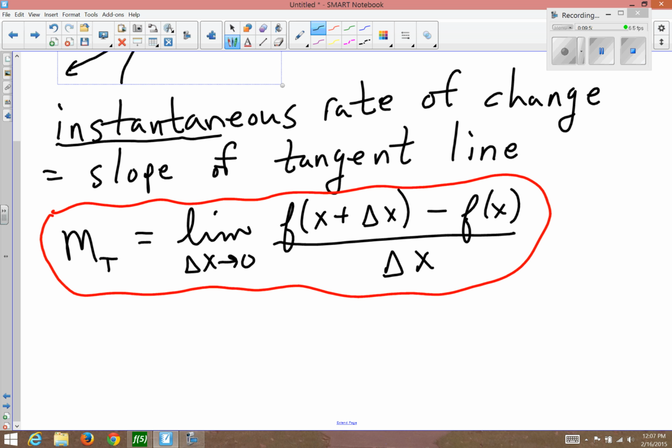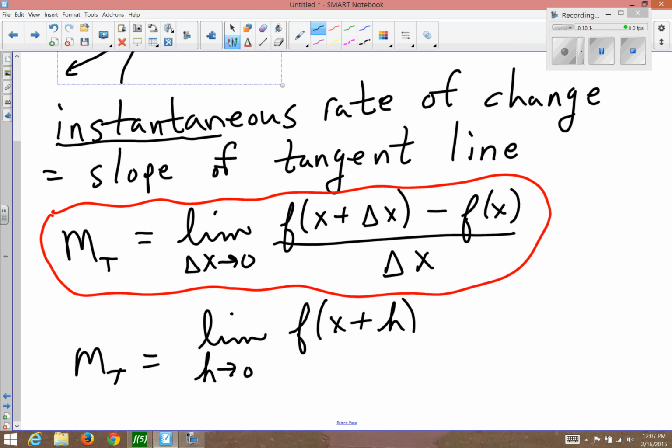And the symbols get confusing when we have x and delta x. So from this moment on, we're going to use h in place of delta x. We're going to say h approaches 0. The limit as h approaches 0 of f of x plus h minus f of x all over h, where every h means delta x.